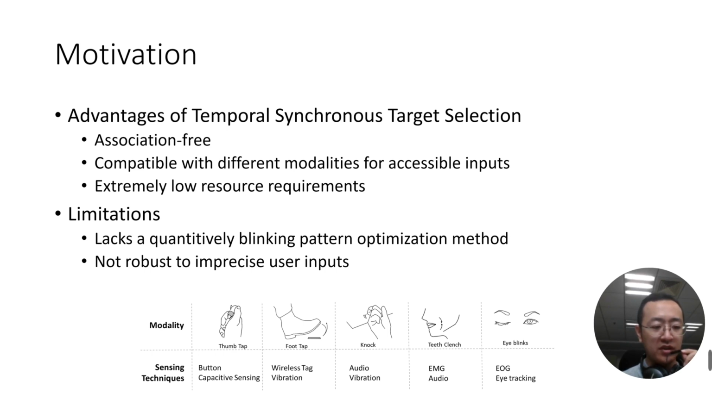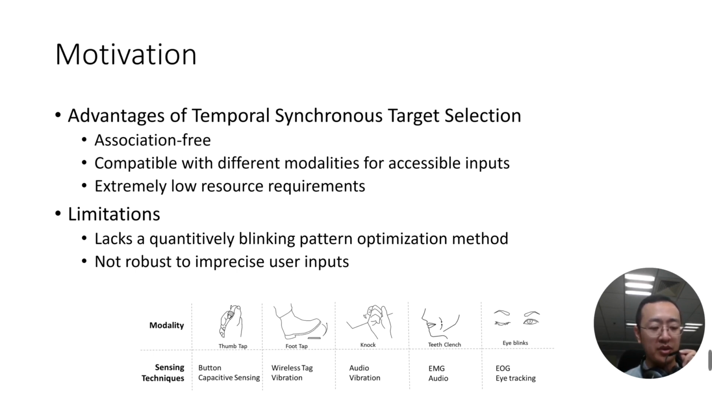Temporal synchronous target selection has three advantages. First, it does not require any device association. Second, it is compatible with different modalities, which can enable accessible inputs. Users can tap a thumb, tap a foot, knock on the table, clench teeth, and even blink eyes for target selection. Third, it only requires binary sensing capability, thus works with extremely resource-constrained sensors.